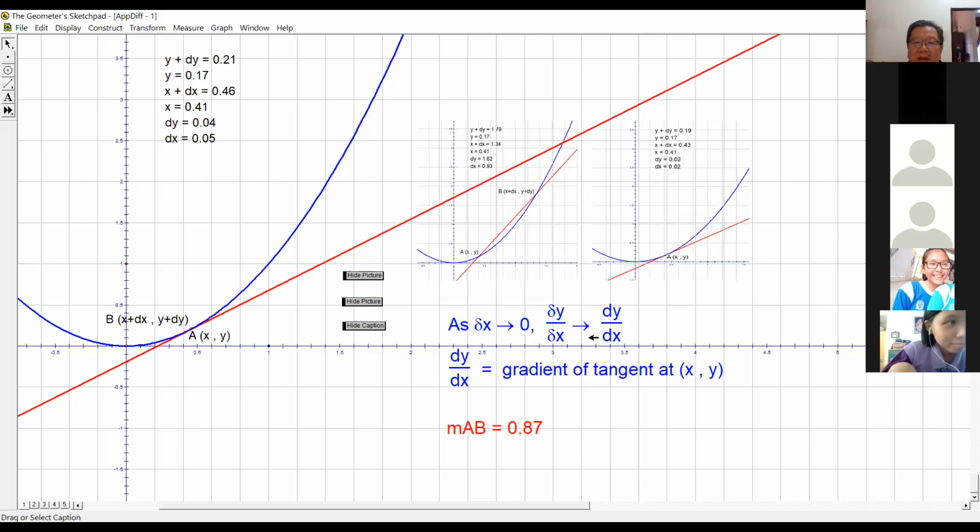But mathematically it is like this. Graphically, what does it mean? Graphically, it means that my dy dx is the gradient of the tangent at the point xy.